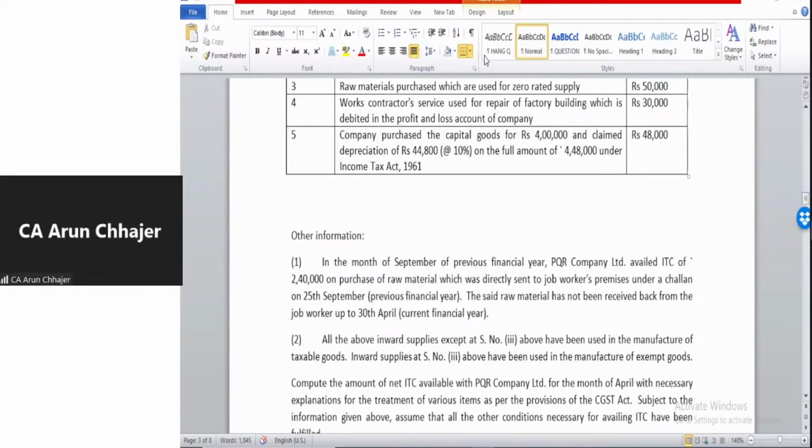Any other answer? Absolutely. So Sriram, you mean to say if export is of an exempted item, you cannot take the ITC. Is that what you would like to say?